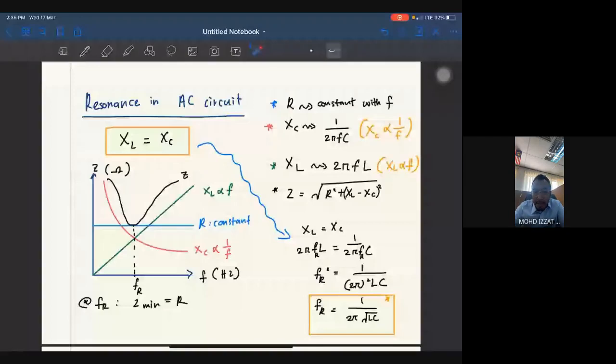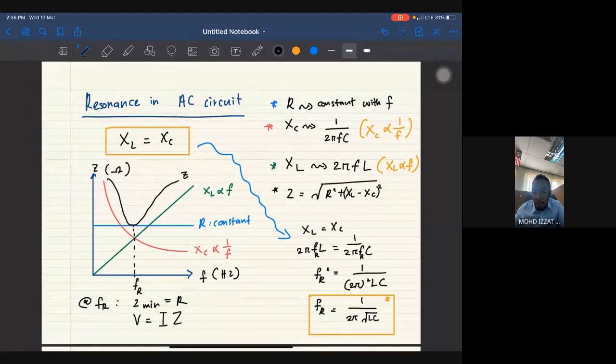And then when Z is at minimum, let's see, if I write V equals I, instead of IR I have to write IZ, because this one involves more than one component. So if Z is minimum, that means my current is maximum.